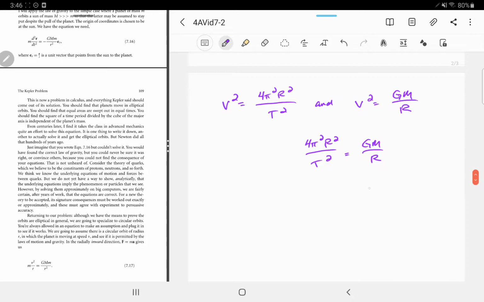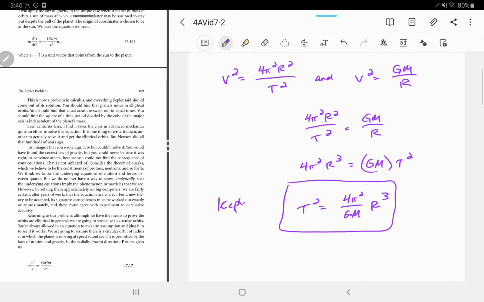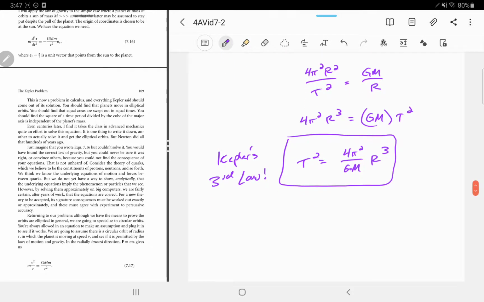And then moving the t squareds to the right and moving the r's to the left, looks like we have this. I might write it the opposite way. So t squared is 4 pi squared, so I'm also dividing by GM, r cubed. And this is exactly what Kepler's third law says. So this is great. We derived Kepler's third law. And we found out that that constant needs to have exactly this value. So this is that constant.